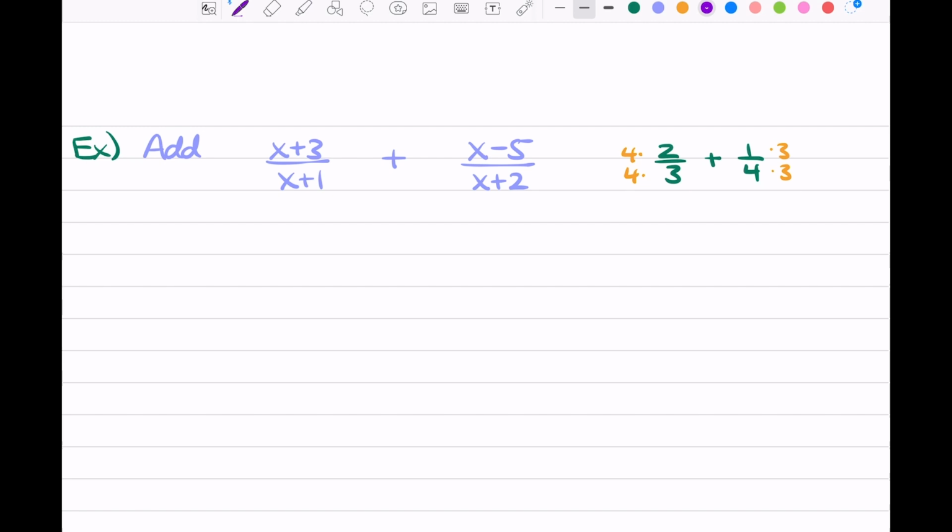And to get a common denominator, you don't always have to find the least common multiple. You just need to find a common multiple. And a quick way to do that is to just multiply our denominators. If you multiply 3 and 4, you'll get 12, which in this case is the least common multiple. That won't always be the case. And back to our problem on the left, our denominators are x plus 1 and x plus 2. And to find a common multiple, we can just multiply them. So we'll have our first fraction, and we'll multiply top and bottom by x plus 2.